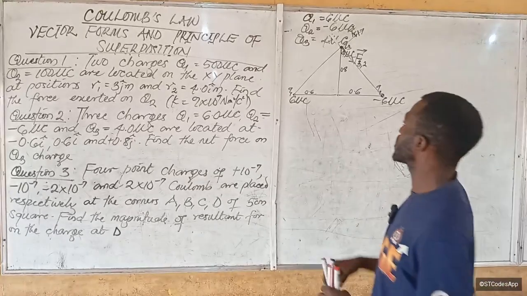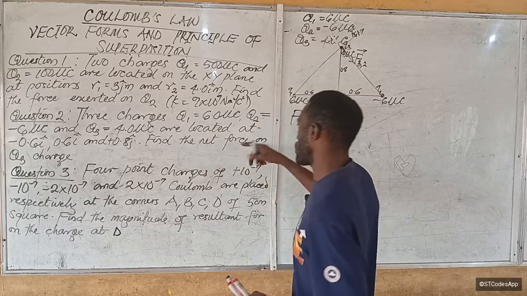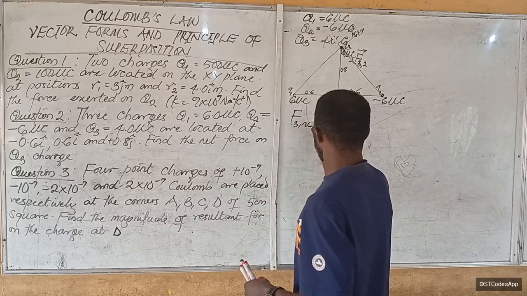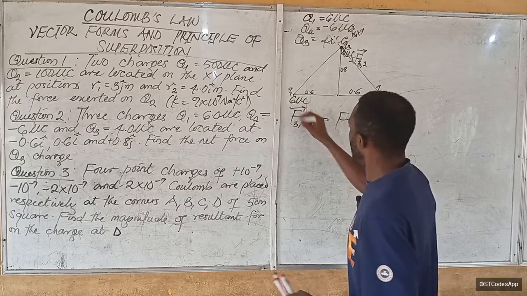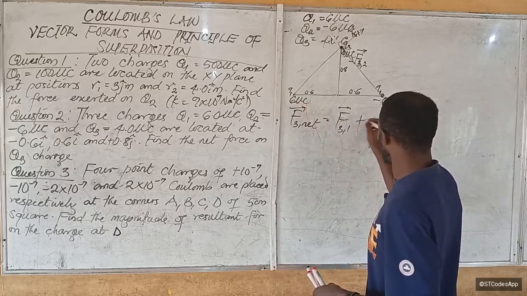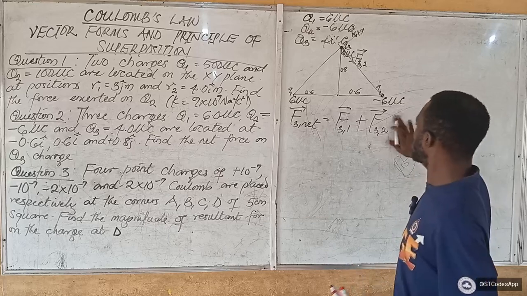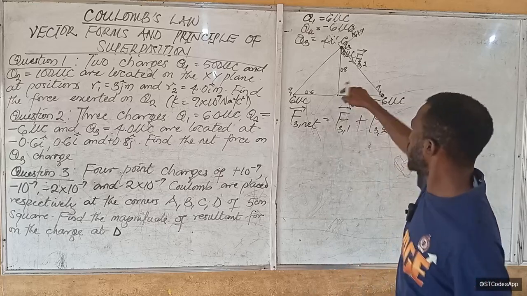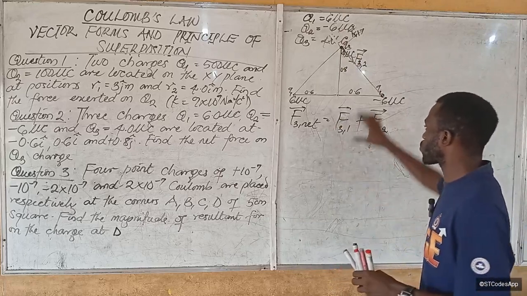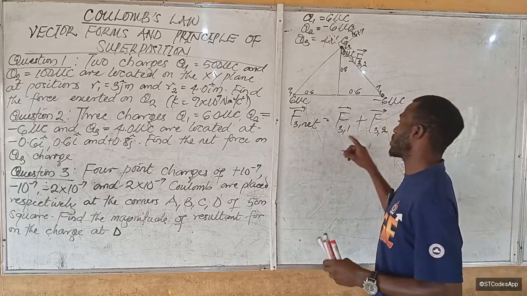So first, let's find F. So I'm looking for the net force on charge 3. F3 net now will be equal to F31 plus F32. Okay, yeah, there are just two other charges acting on Q3. So these are the things we are looking for. So let's find F31 first, that is force on charge 3 due to charge 1.